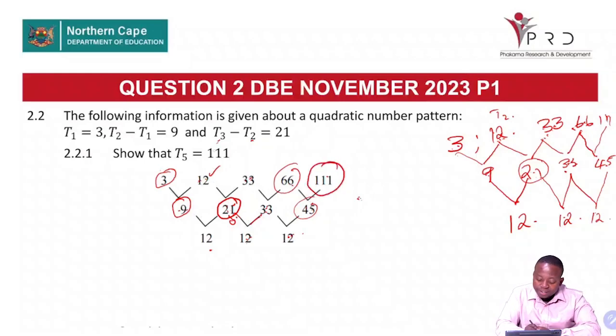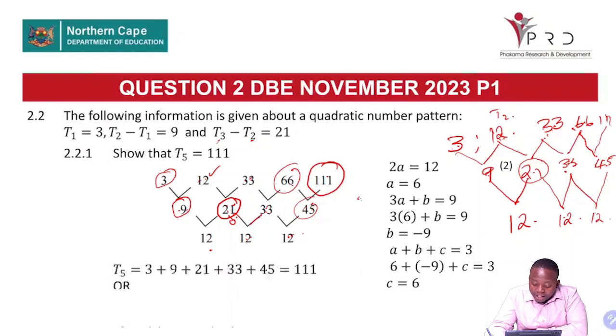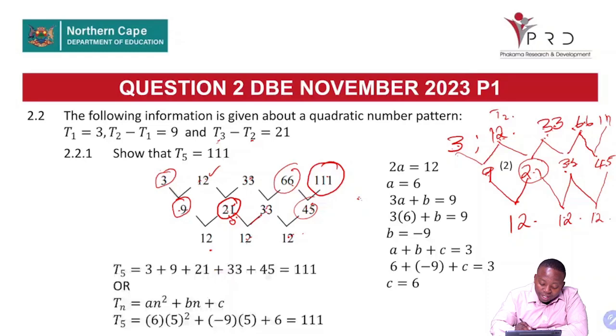Now T5 is 111. Another way that you could have done it is to find the T5 using the differences that we can work with in this case. So what we can do in this case is the following. We can now find a general formula, saying 2a is equal to 12. So 2a is equal to 12. Then we find a there. Our a is 6.